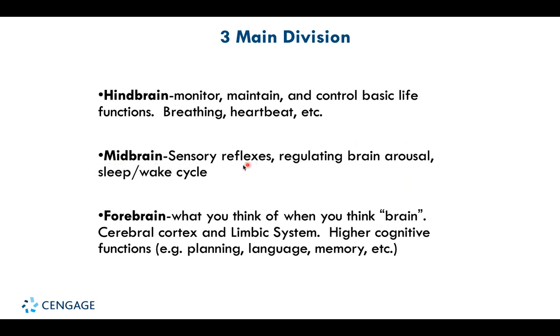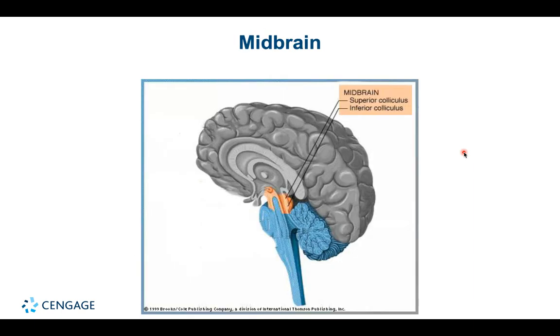Next, we have the midbrain, which we said governs sensory reflexes, brain arousal, and the sleep-wake cycle. It's a little further up and forward than the hindbrain. It's this orange part here. It's the smallest of the major subsections of the brain. We can think of its major structures as being the superior and inferior colliculus. Again, these are going to govern sleep-wake cycles and act as a relay point for sensory reflexes.